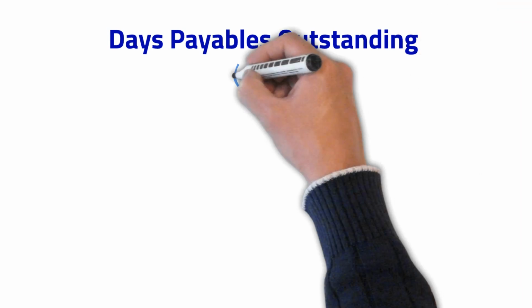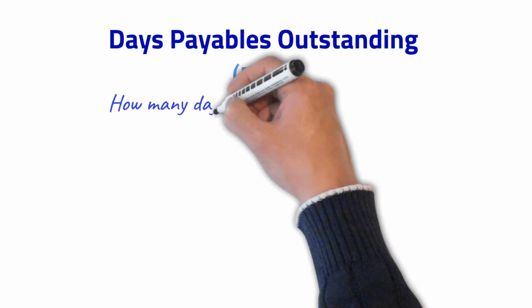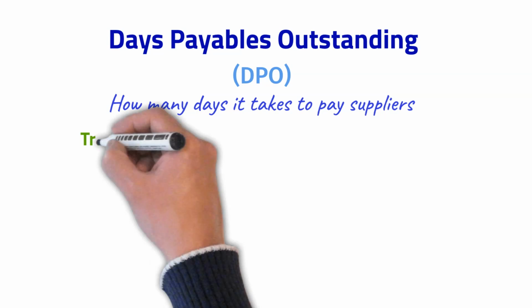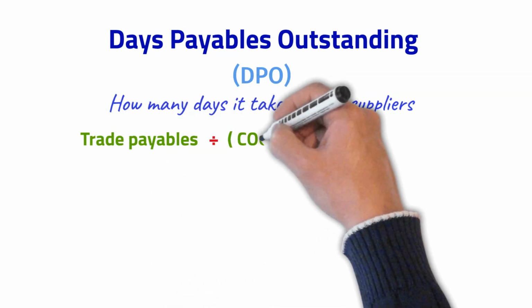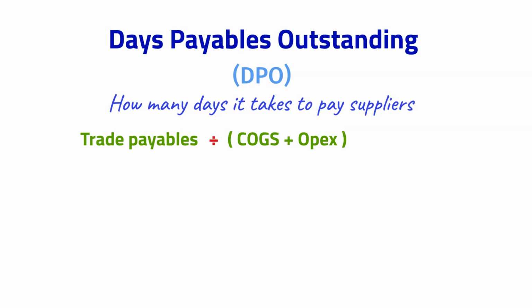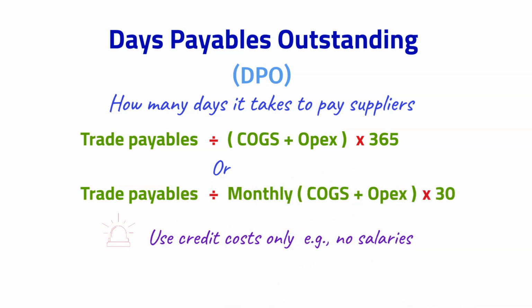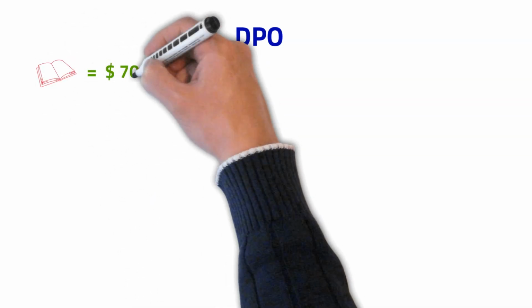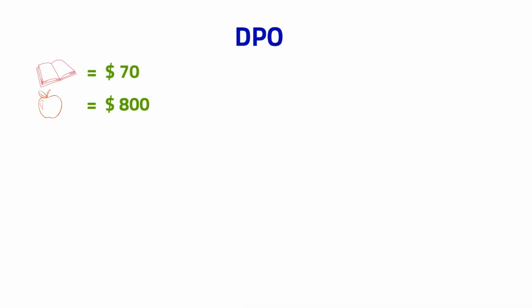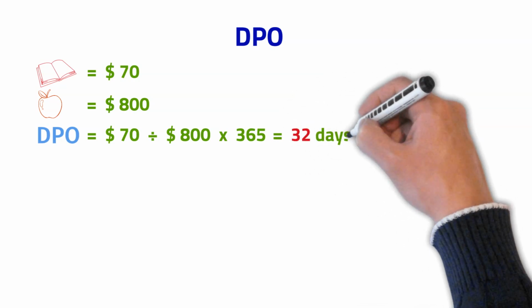The next KPI is DPO, Days Payables Outstanding. This means how long you take to pay suppliers and is calculated as trade payables divided by cost of goods sold and other operating expenses, which end up in payables, multiplied by 365 days. Again, the calculation can be done on a monthly basis. Let's imagine that in our case we had only cost of goods sold in cost, $800. So 70 in payables divided by 800 times 365 will give us DPOs of 32 days.